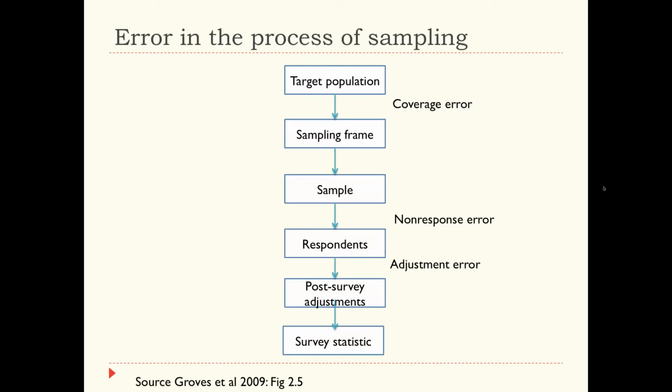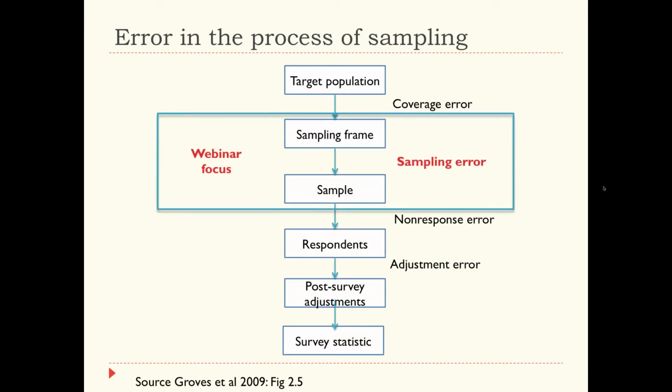Now, there are lots of places where error can be introduced in the process of sampling. So I'm going to be talking about just one place where the error can be discovered, which is what we call sampling error. It's a sort of confusing term because the sampling error is specifically moving from the sampling frame to the sample. But this entire process is required to get the survey statistic.